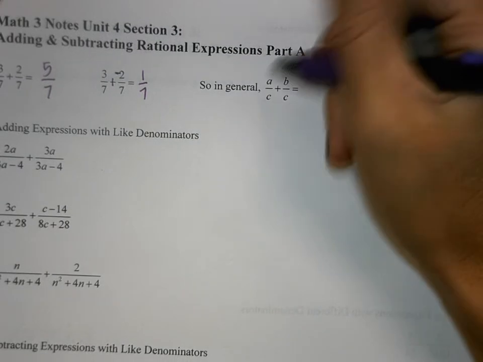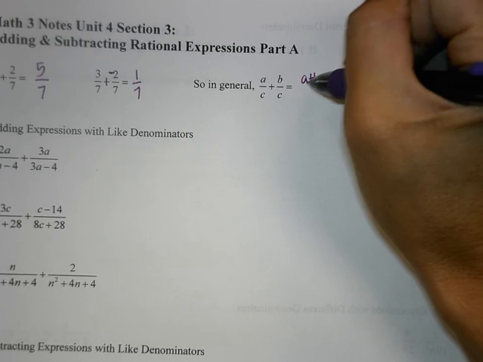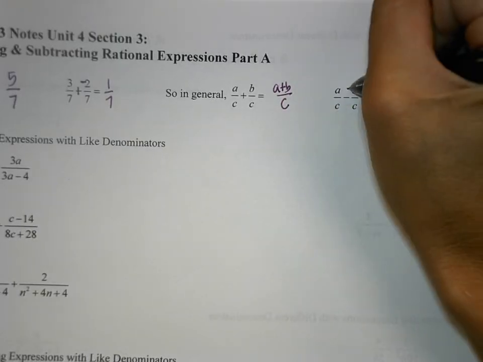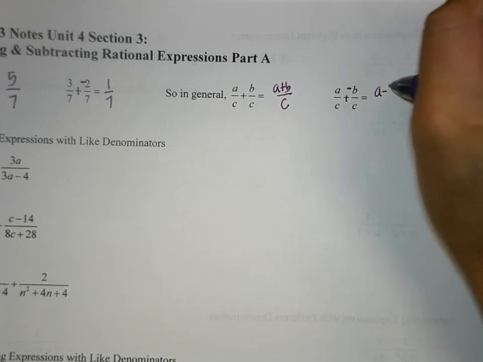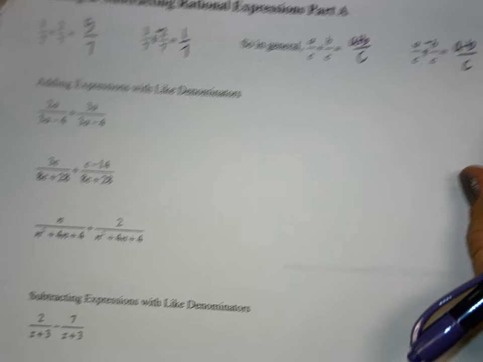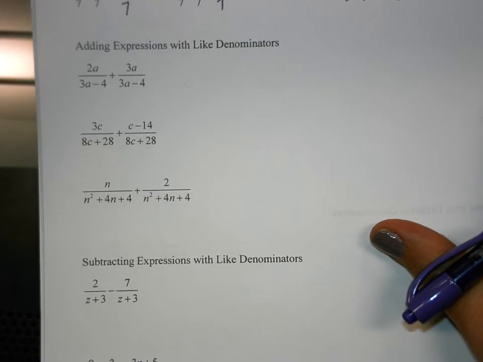Okay, so again, in general, using letters here, this answer would be what? Good, A plus B over C. Where this one over here, again, I'm going to bring the negative up with the B, is going to end up becoming what? A minus B over C. Questions so far? Okay, and be ready. I think I'm going to pull out some sticks today, so make sure you're paying attention.